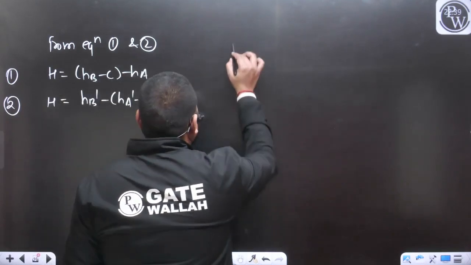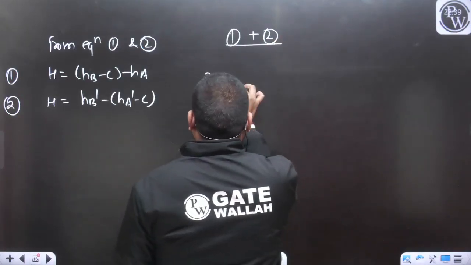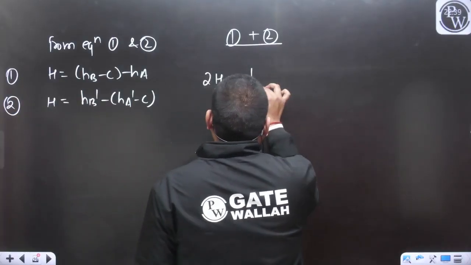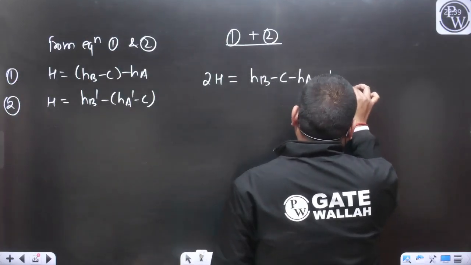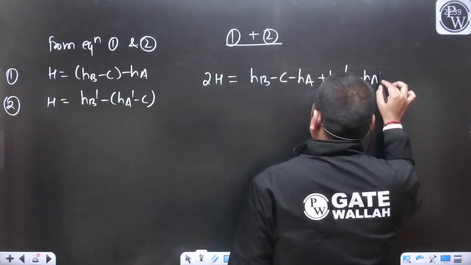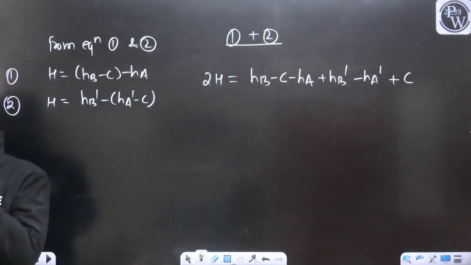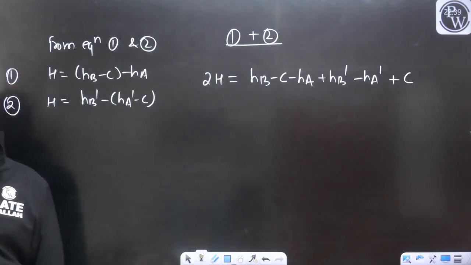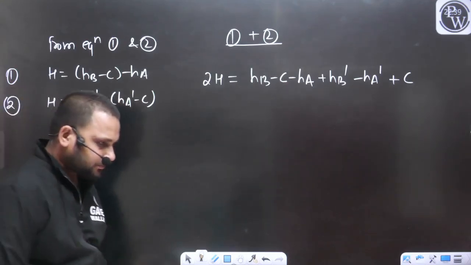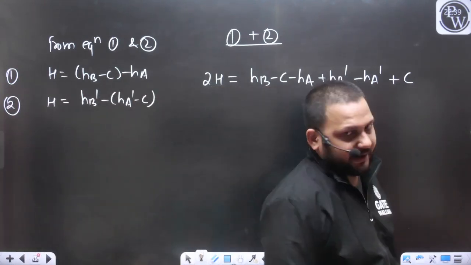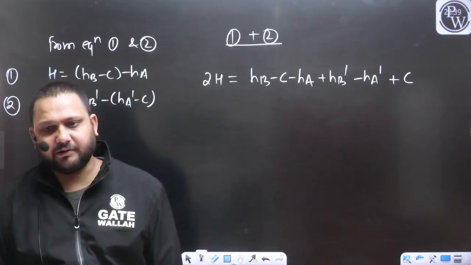If I am going to add these two equations, can I say 2H will be equal to HB minus C minus HA plus HB dash minus HA dash plus C? Can I write it like this? Tell me. If I am adding equations 1 and 2, I will get this result, yes or no? Tell me in the chat box. If I am adding these two equations, why are you getting a different reading at B?